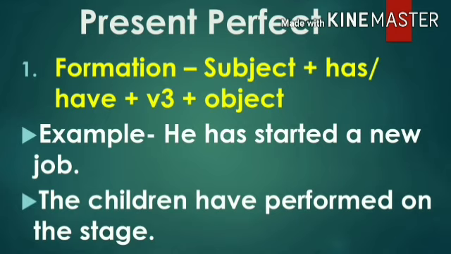Next, the children have performed on the stage. Here the children is the subject, and with children we use have because it is the plural form. Next, performed. Performed is the V3. On the stage is the object. So learn the formation and create your own examples.